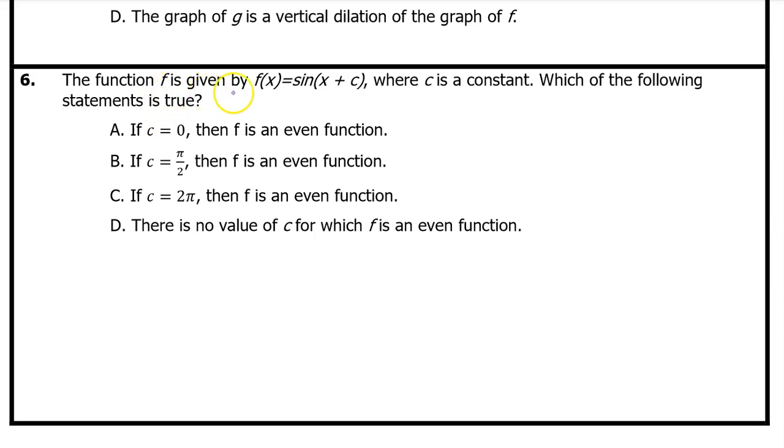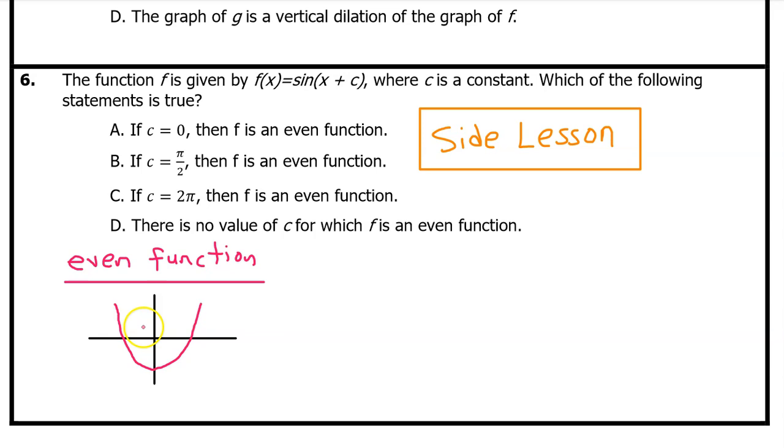Number 6. The function f is given by f of x equals sine of x plus c, where c is a constant. Which of the following statements is true? First, a quick side lesson. An even function has y-axis symmetry, like this, or this.